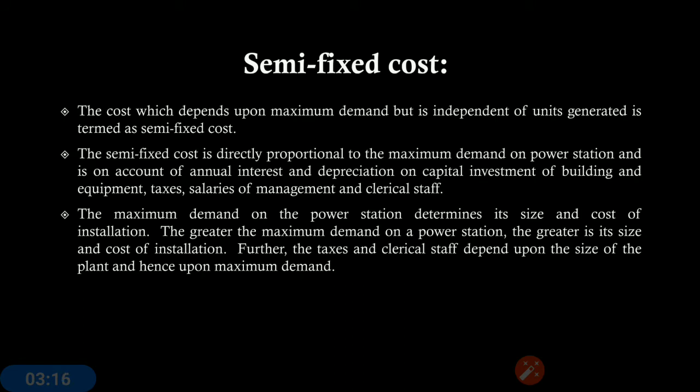The second cost is the semi-fixed cost. Now, the cost which depends upon the maximum demand but is independent of units generated is termed as semi-fixed cost. So the semi fixed cost does not depend upon unit generation but it depends upon the maximum demand.